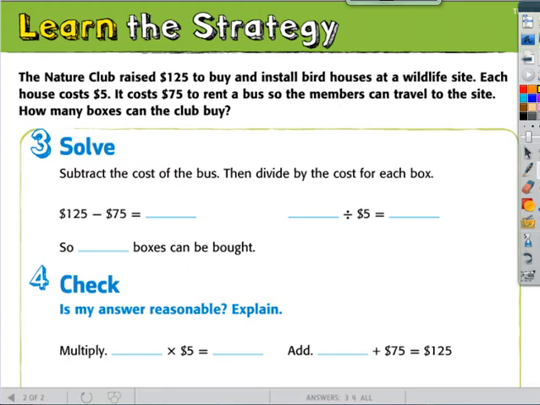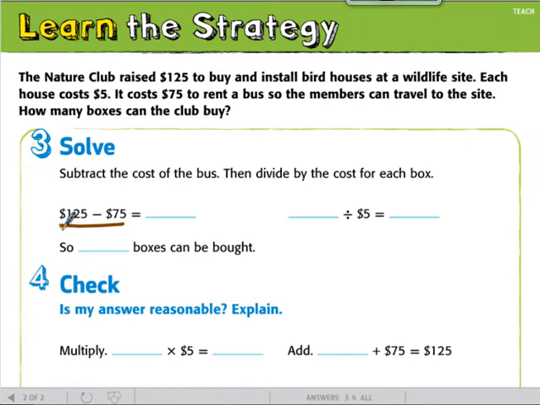Yes, sir. All right, well, no, we're subtracting the bus. So right here, we're going to subtract the cost of the bus, 125 minus 75. But then, once we get that answer, we have to find out how many boxes we can buy with it. So what are we going to do after that? Okay. Yes, we're going to divide it by the $5 that each box is going to cost. Okay? So let's work it out.